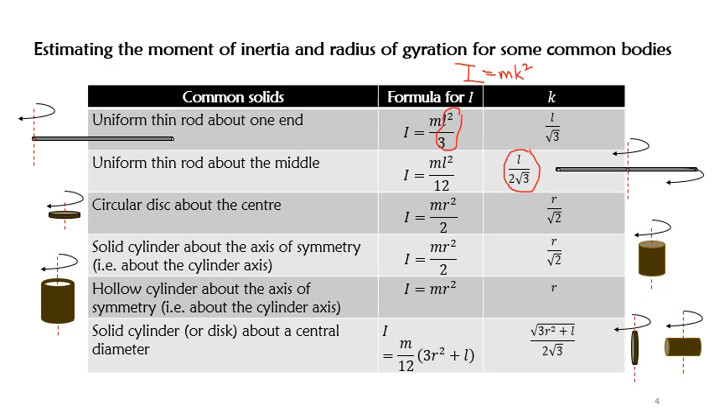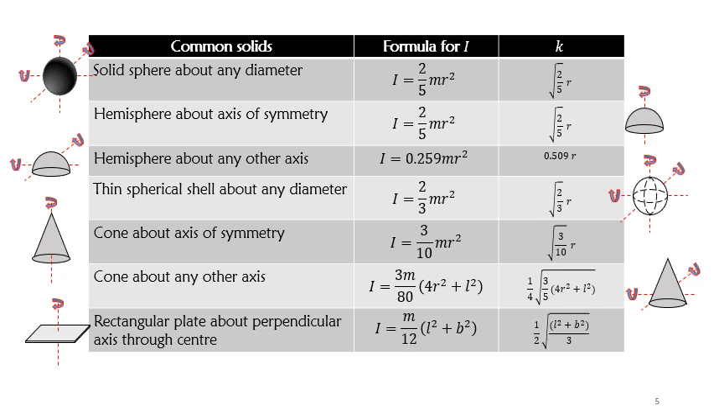Okay? We have additional ones. For a solid sphere about any diameter, you have a solid sphere, like a perfect spherical stone. That's solid. No hollow space, no space inside it. Then you have I equals 2 over 5 mr squared, and K is the square root of 2 over 5 r.